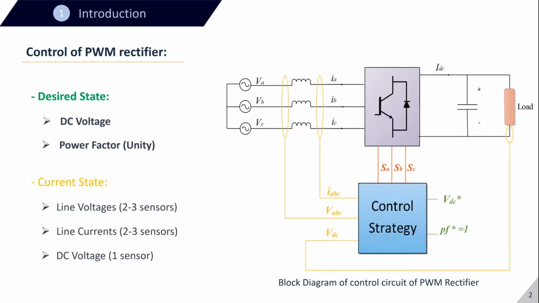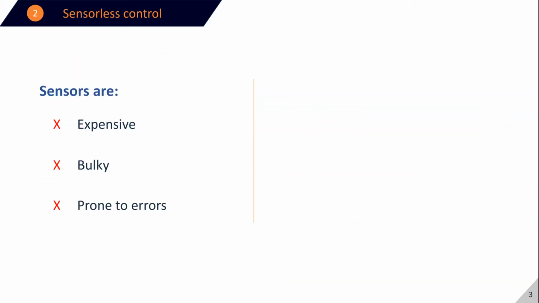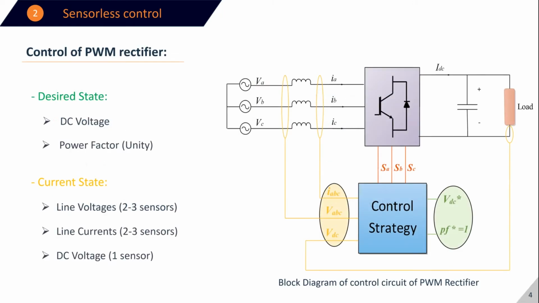The desired state would be the DC voltage level and the power factor, which is usually set to unity. For the current state, we must measure the line voltages, line currents, and DC voltage, with an overall of 5 to 7 sensors. Sensors are expensive, they are heavy, and they could be a source of errors. Reducing the number of sensors means that our system will be lower in cost, smaller in volume, and less affected by noise. We'll be attempting to remove the line voltage sensors.